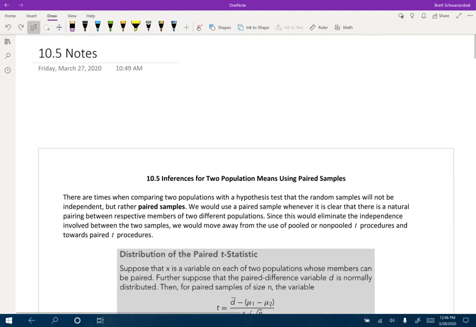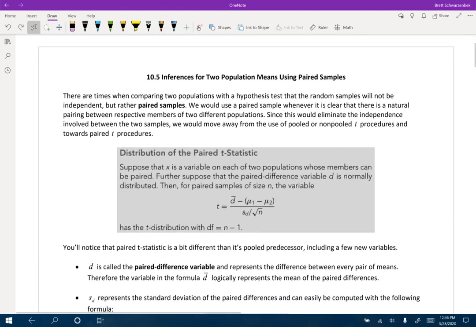In section 10.2 and 10.3, though, we talked about inferences for two population means and the fact that we were dealing with independent samples. Now, what would happen if these means were coming from dependent samples? We call those dependent samples paired samples. So this next line here actually describes it pretty well when we use paired samples. It says we would use a paired sample whenever it is clear there is a natural pairing between respective members of two different populations.